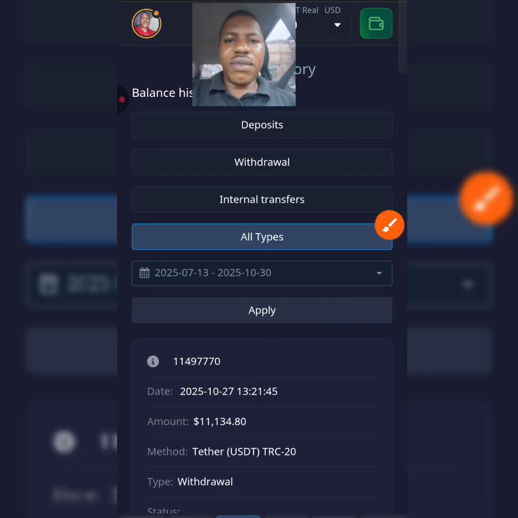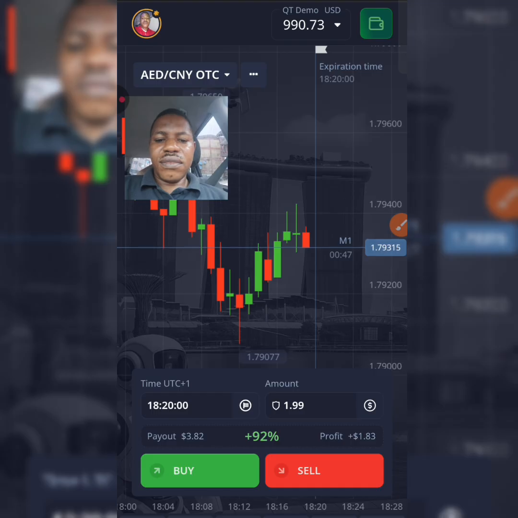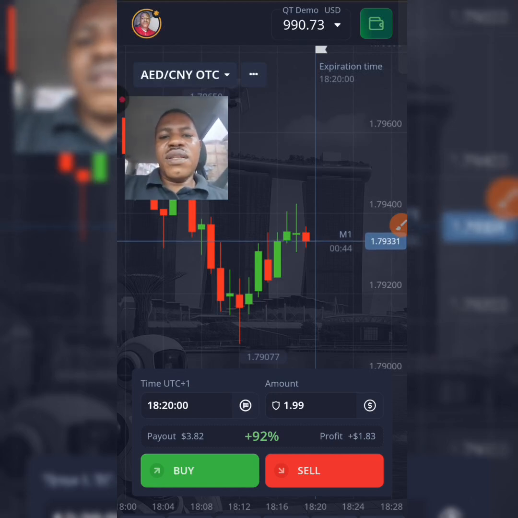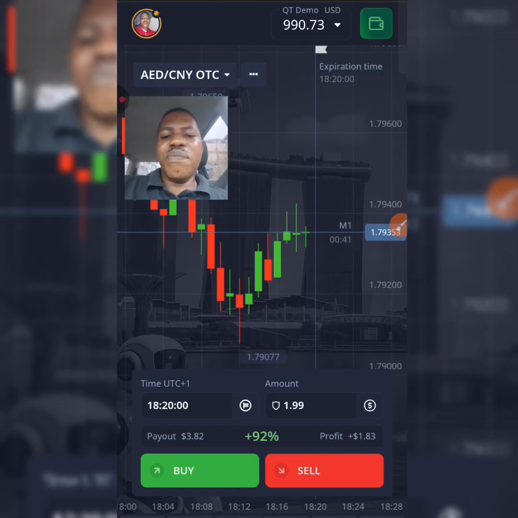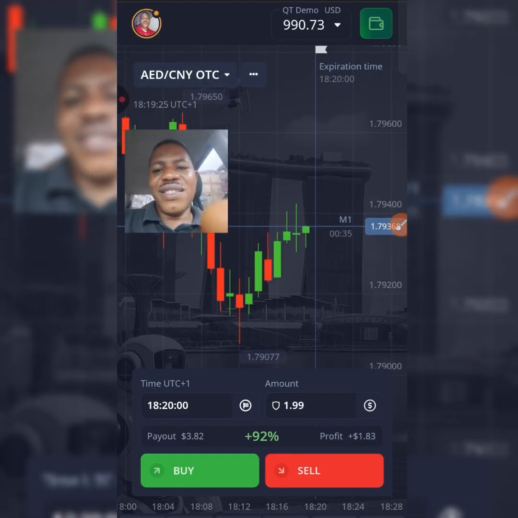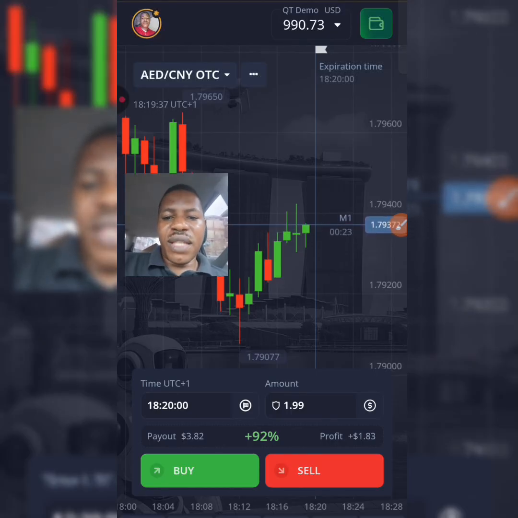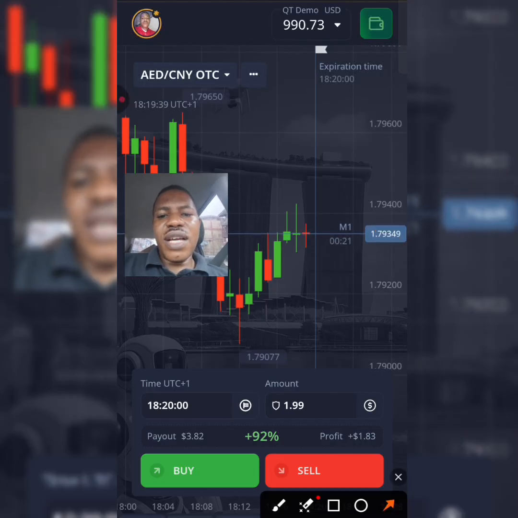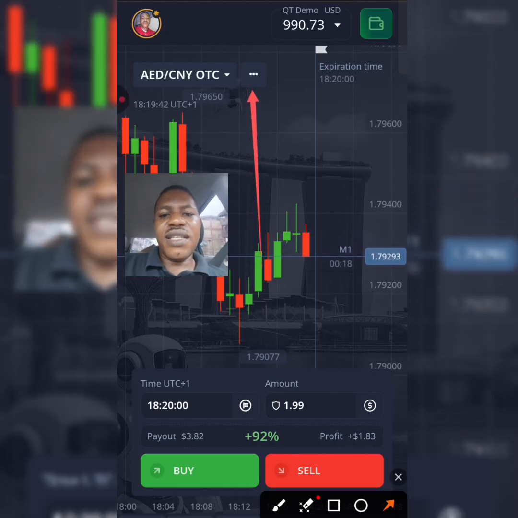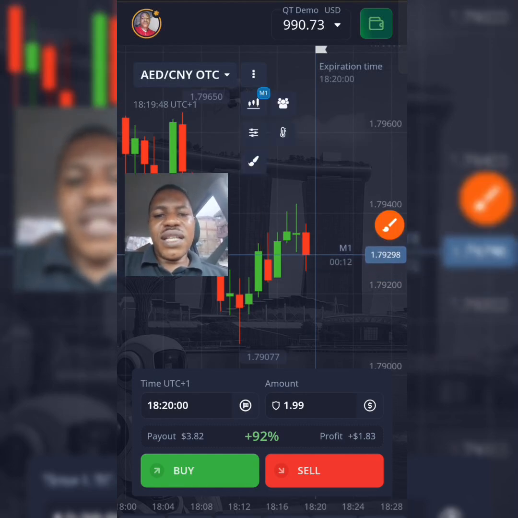Okay, let's go to my demo account. So we shall be looking at one of the simplest strategies of trading binary options for all beginners. Anyone can use this strategy. Very, very simple. So we'll be needing two indicators. First, we will need to set our candlesticks to either 30 seconds or 1 minute. I'll be using, okay, let me use 30 seconds. So first I'll set the candlesticks to 30 seconds.